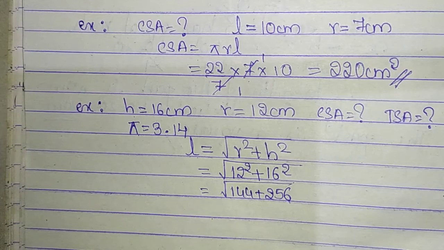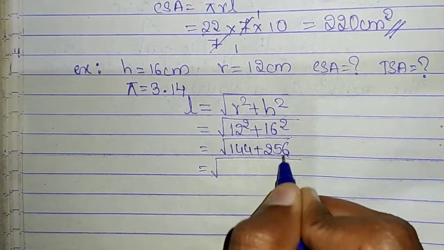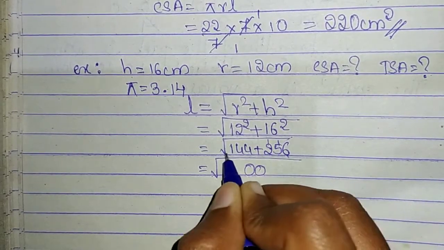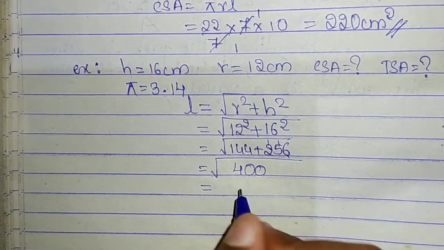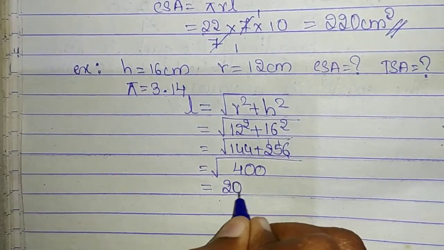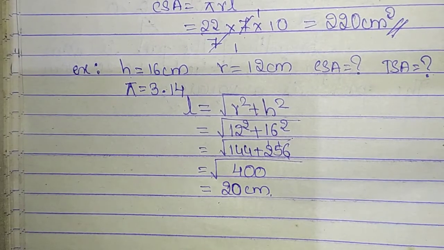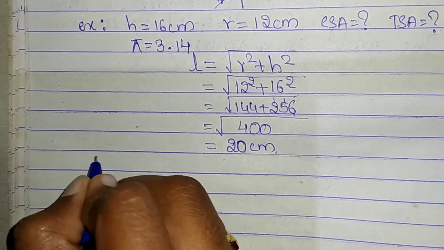16 squared is 256. So now adding them, 256 plus 144 is 400, and the square root of 400 is 20 centimeters. So our slant height is 20 centimeters. Now to find the curved surface area of the cone.